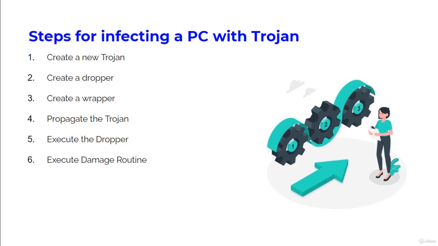Then you have to propagate the Trojan, that is, send the Trojan to the victim via emails, via social engineering. We have seen how hackers deploy these skills. Then the fifth step is to execute the dropper, that is, to install the legitimate code. And the last step is to execute the damage routine, that is, after installing the main program, the attacker can install the Trojan.